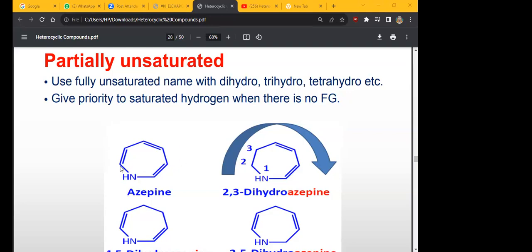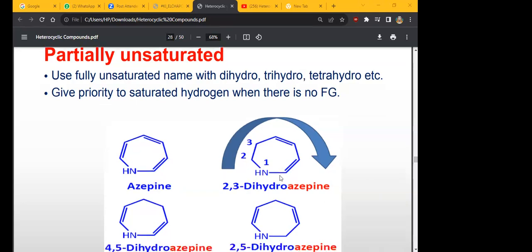So this structure here we can just easily name as azepine, as because there's a nitrogen, epine because it's a 7-membered unsaturated ring. But in the instance here, the way we have partially unsaturated, now we have to favor the saturated carbon. So we start our counting 1 from the heteroatom, then 2, 3, 4, 5, 6, 7. So now we say 2,3-dihydro because now we are favoring this saturated hydrogen. So 2,3-dihydroazepine. Aze because of nitrogen. Epine because it's a 7-membered ring.